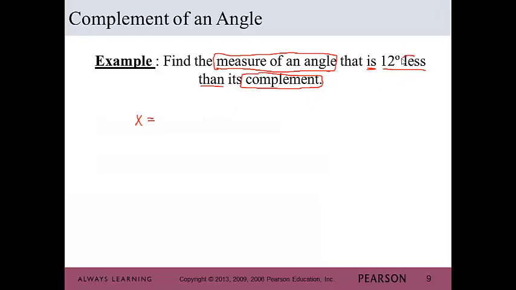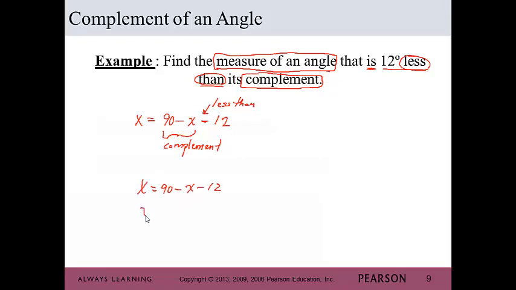Well, we know less than means minus, but we also know we have to switch the order. The complement must come first. Now, how do we write the complement? It is 90 minus x. This piece right here is just the complement. And then we have to subtract 12. This minus represents the less than. And then we write in the 12. So we have x is equal to 90 minus x minus 12.